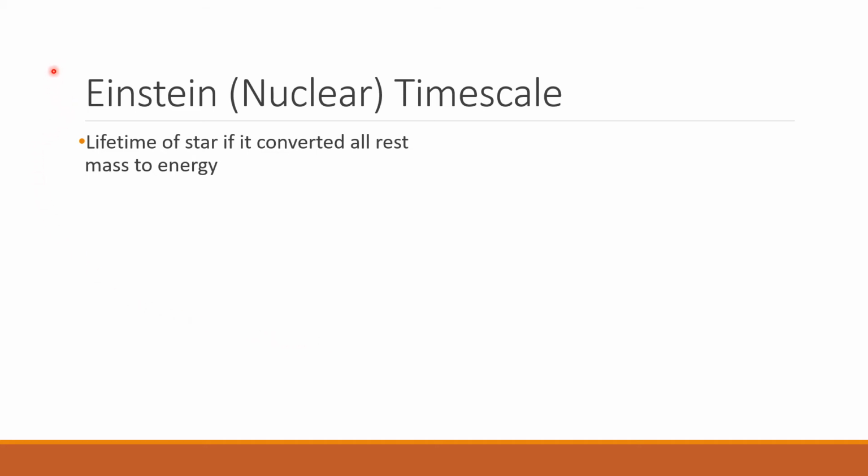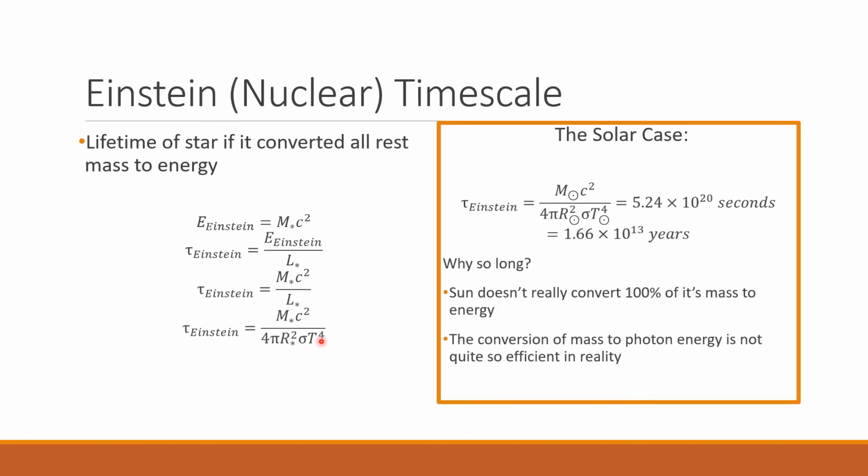It is the timescale in which we're considering the star to run if it converts its entire rest mass to energy. We begin this with the classic E equals mc squared, courtesy of Einstein, and then can follow up by stating that the Einstein timescale is equal to that energy over the luminosity. So how long it takes to radiate all of that energy out. We know then that the E is mc squared, and that luminosity is 4 pi r squared sigma T to the fourth. So we can plug in here for solar values.